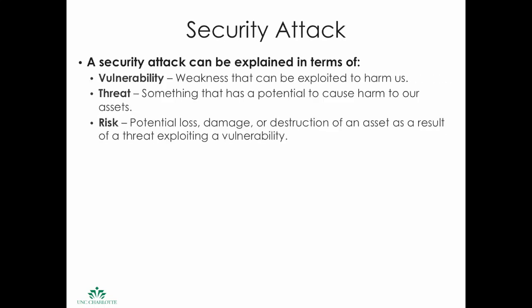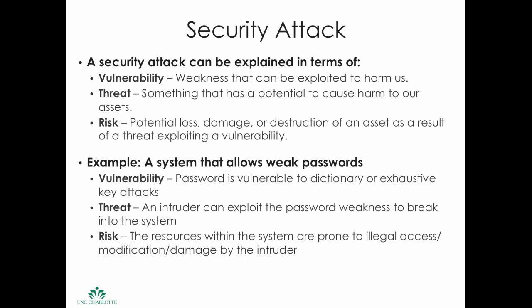A security attack can be explained in terms of three things: vulnerability, threat, and risk. Vulnerability is a weakness that can be exploited to harm us. Threat is something that has a potential to cause harm to our assets. And risks are the potential loss or damage as a result of a threat exploiting a vulnerability. So let's look at an example to get a better idea of these three things.